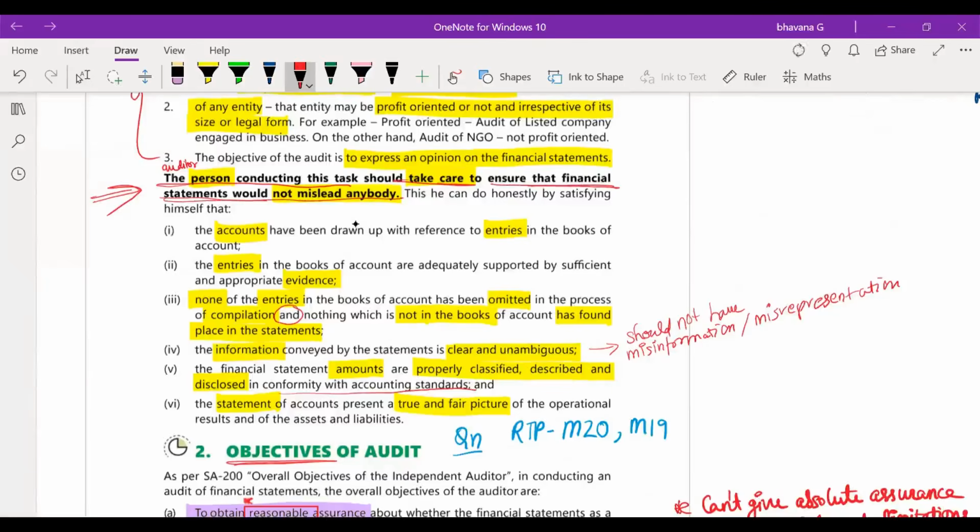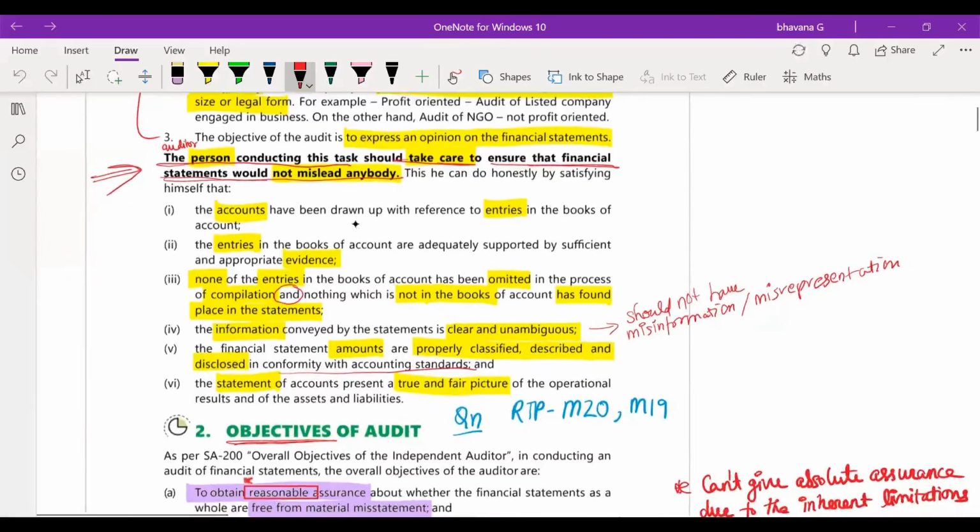Now, like I told you, they may show the financial statements so beautifully that every investor might want to invest in that company, but that might not be the truth at all. So this auditor has to take care. He has to ensure that the financial statements shown by the company are not misleading anybody. They are not misrepresenting anything. Okay, they are all correct. So how will he check that? How will he check that?